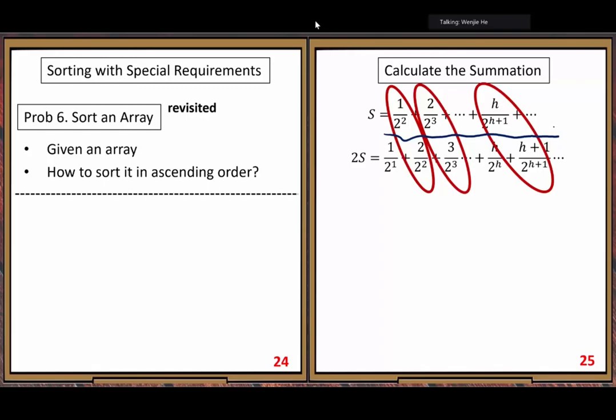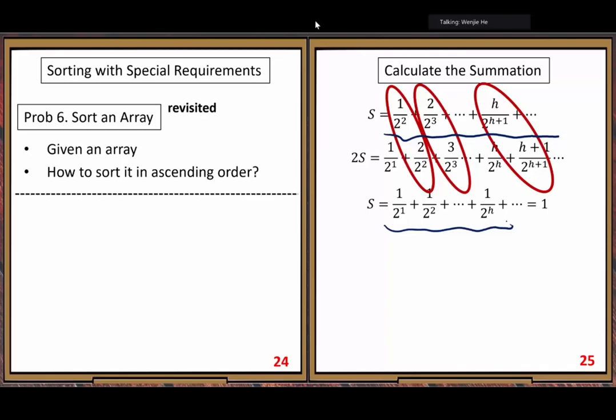Now let's do subtraction. 2S minus S. From the left-hand side, we get S. Right-hand side, when you do subtraction, you will see this summation is much easier to calculate. In each big circle, you will get a reciprocal of a power of 2, right? So the whole summation, you will get consecutive reciprocals of powers of 2.